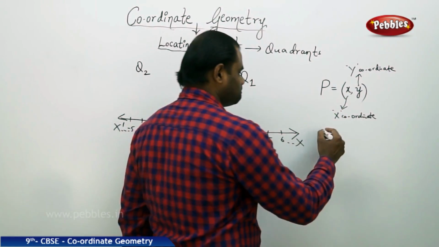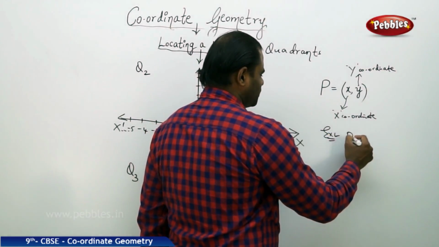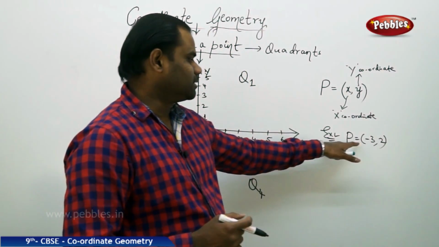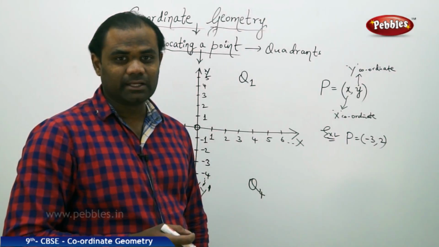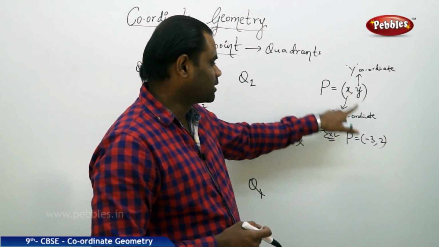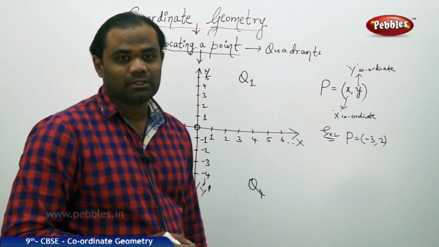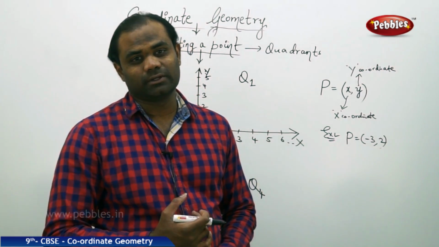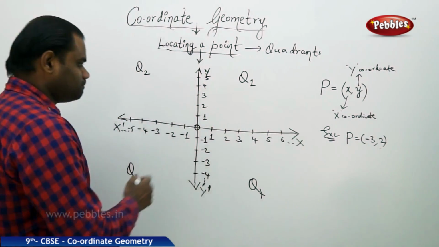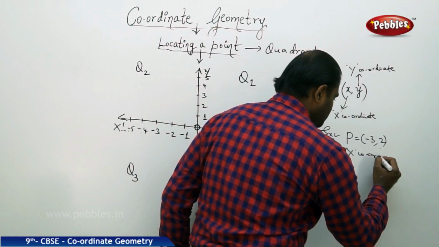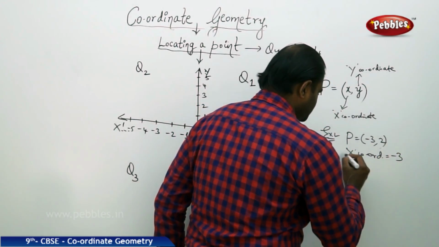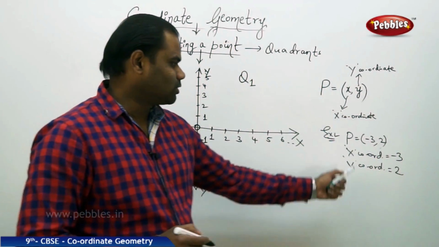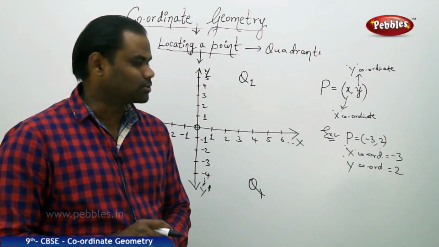So for example, I have the point as (-3, 2). If I take P as (-3, 2), then this clearly indicates that -3 is the x coordinate and 2 is the y coordinate. So the x coordinate here is -3 and the y coordinate here is 2.